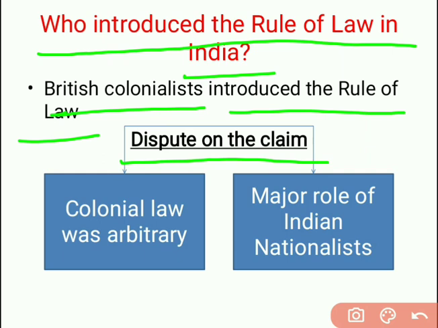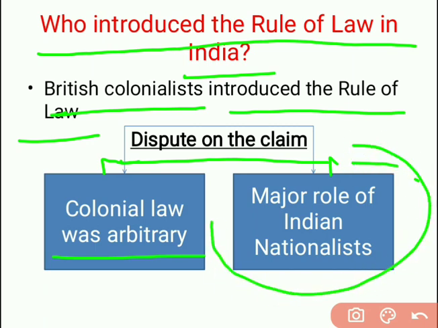Some people said that the laws established by the colonial or British government were very arbitrary and harsh to the people. The second view is in favor of the Indian people, who played a major role. They said that many legal professionals contributed to making the rule of law in India, because the British government had imposed harsher laws on the people of India, and Indian nationalists opposed and struggled to change these laws.